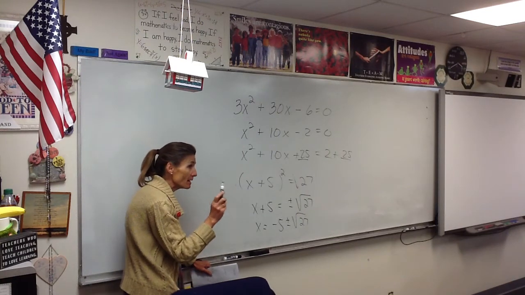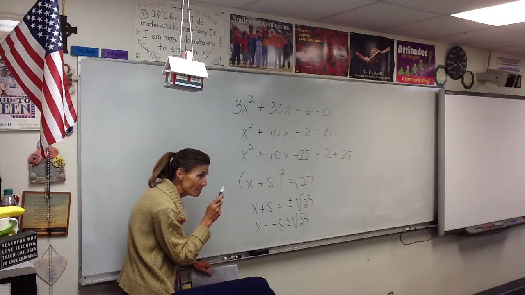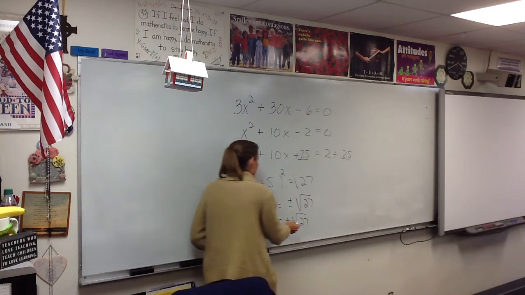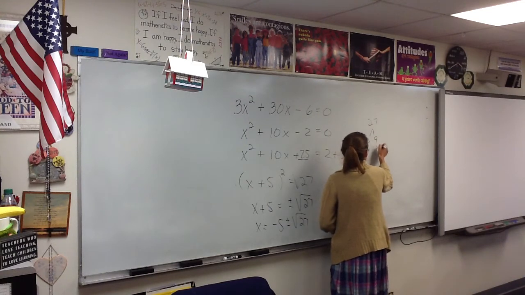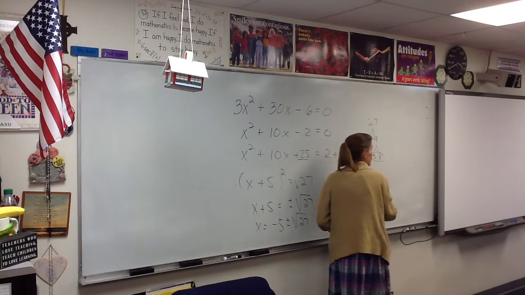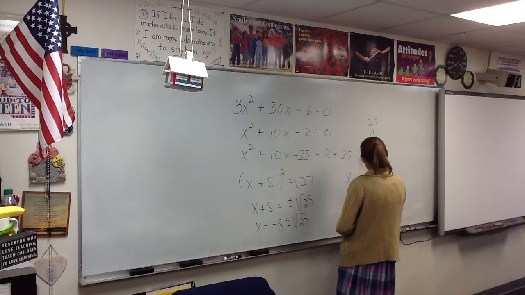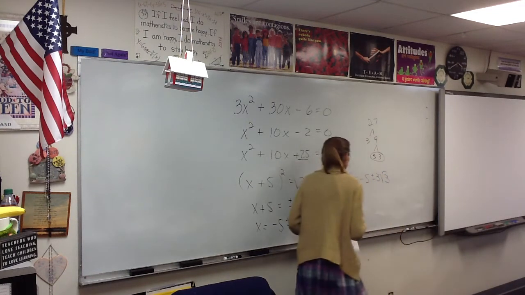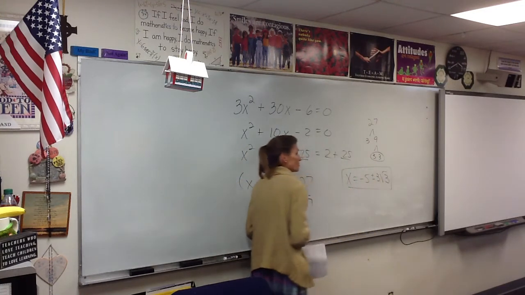Did anybody catch there's a little extra here though? Erica? To break down the 27. 27 breaks down into 3 root 3. So your full credit answer is right there.